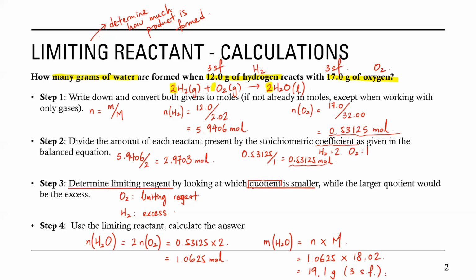So to summarize, the most important steps would be 2 and 3. Basically you are dividing by the respective stoichiometric coefficient, and so then you can get how much one portion would be. And by looking at the smaller quotient, you determine the limiting reagent.